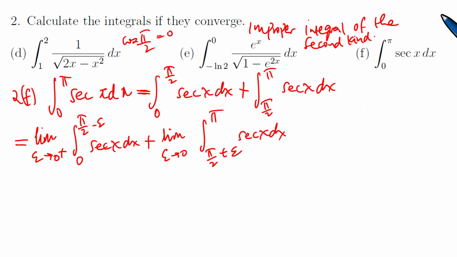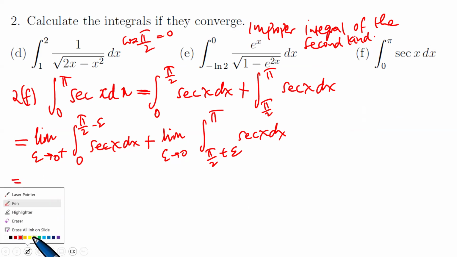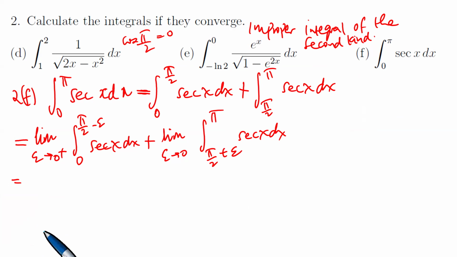So we continue. So now, what is this? This is exactly the same as the following. It's going to become the limit as epsilon approaches 0 from the right of the integral. Yes, please. Can you please explain how you managed to say pi over 2 minus epsilon and then pi over 2 plus epsilon? Okay, good.